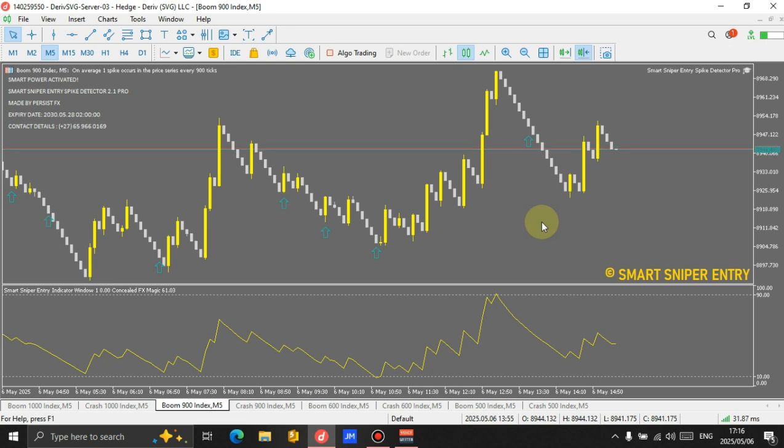The low risk mode filters the signals more, so you only get the cleanest ones. Best for traders who want fewer but higher quality entries. It's slower but way more accurate.